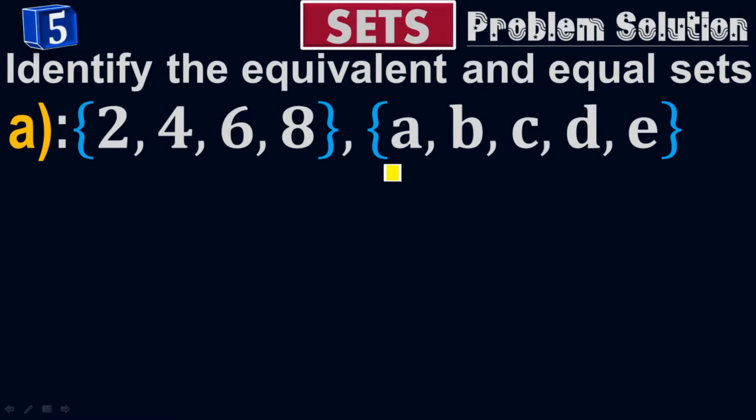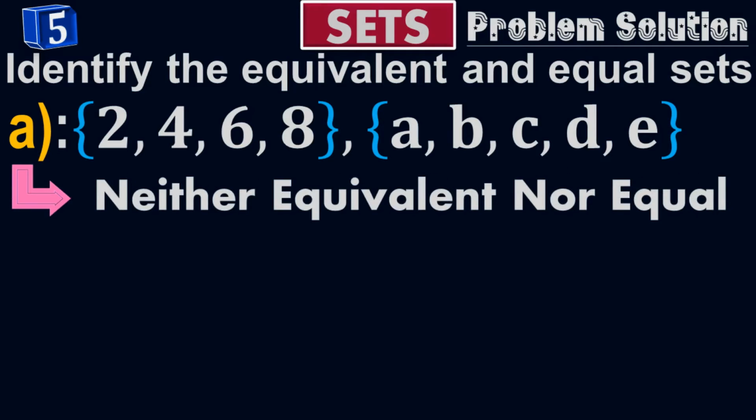But in case their number of elements are the same and their elements are the same, then they will satisfy both the properties. They will be called equivalent and equal sets. But right now it doesn't satisfy both of the properties. So we can write that it is neither equivalent nor equal. Neither their numbers are the same, nor their elements are matching with each other. So it is neither equivalent nor equal.